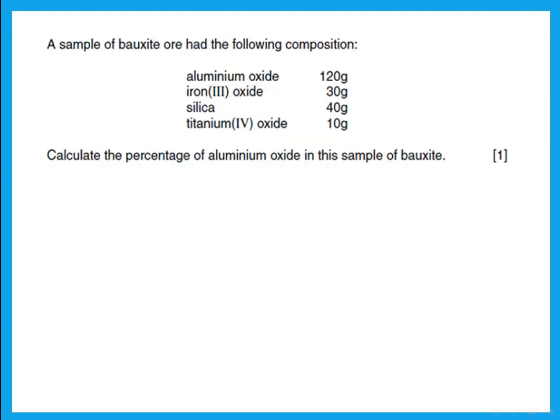Here he says a sample of bauxite ore had the following. If you don't understand the meaning of bauxite ore, doesn't matter, it doesn't make any difference with the question, we move on. Calculate the percentage of aluminium oxide in this sample of bauxite. So he has aluminium oxide is 120 grams. And he wants the percentage in the total, and that means you calculate the total mass. If you add 120 plus 30 plus 40 plus 10, they come out to be 200. So it is 120 over the total times 100. That's your percent aluminium oxide.